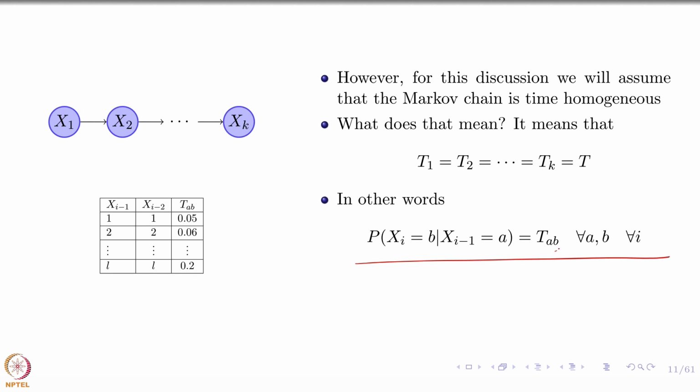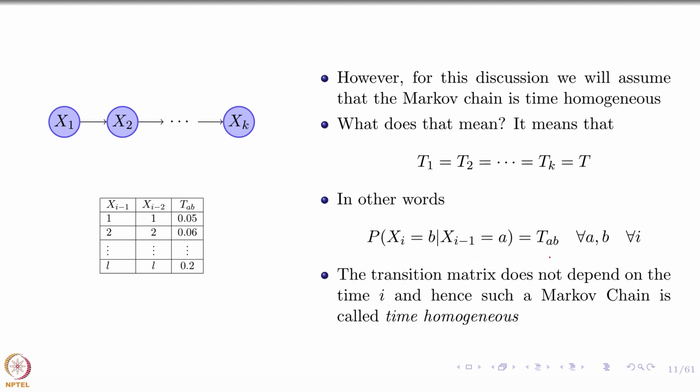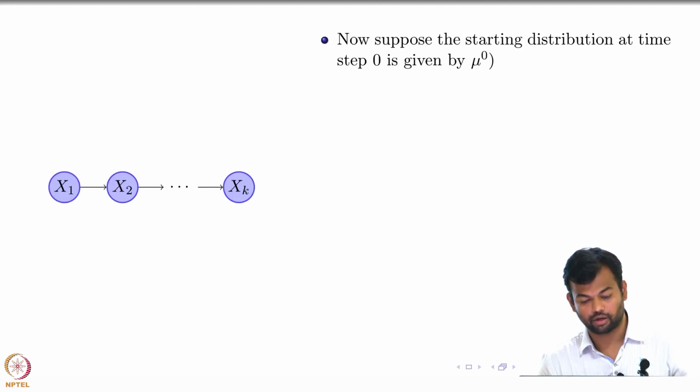that the probability of transitioning from state A at time step I minus 1 to state B at time step I is the same irrespective of what the value of I is. It's the same on Monday, Tuesday, Wednesday, Thursday, and so on. So this is known as a time homogeneous Markov chain.